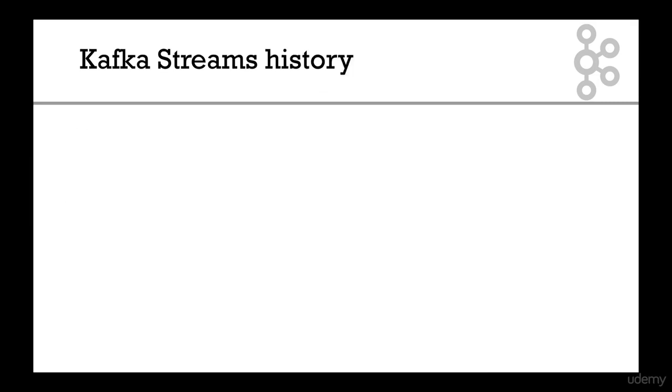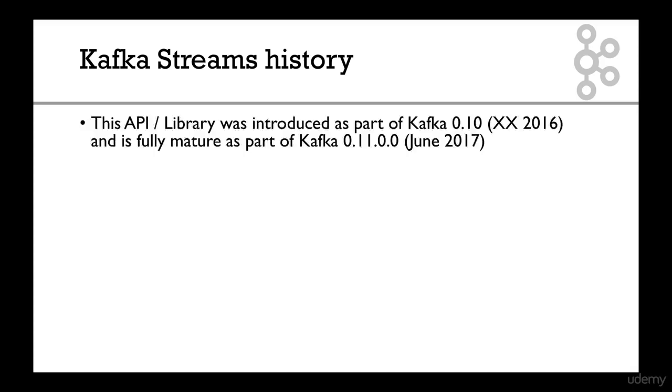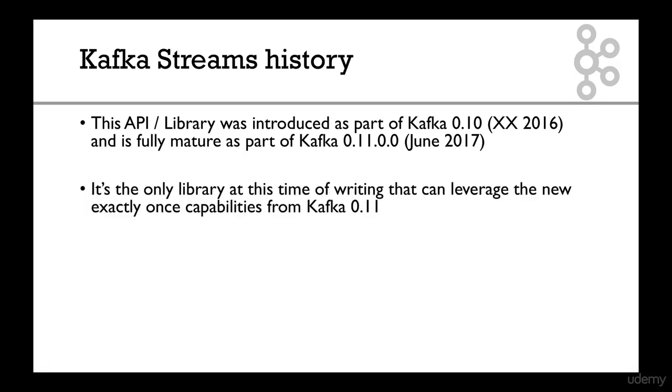So a bit of history about Kafka Streams. This API was introduced as part of Kafka 0.10, which was sometime in 2016, and has been fully mature as part of Kafka 0.11, which is June 2017. So this is a really new library. Again, the API can change and I know will change, but what you're learning here is still very applicable in case of any changes. As I said before, it's the only library that can leverage the new exactly once capability from Kafka 0.11, and I have a whole section on this.